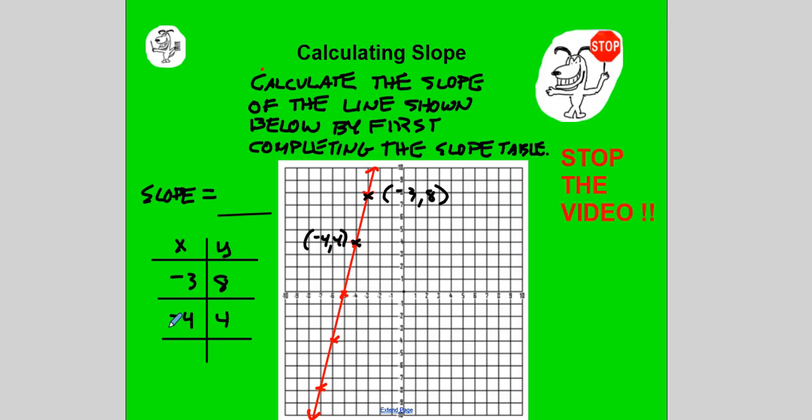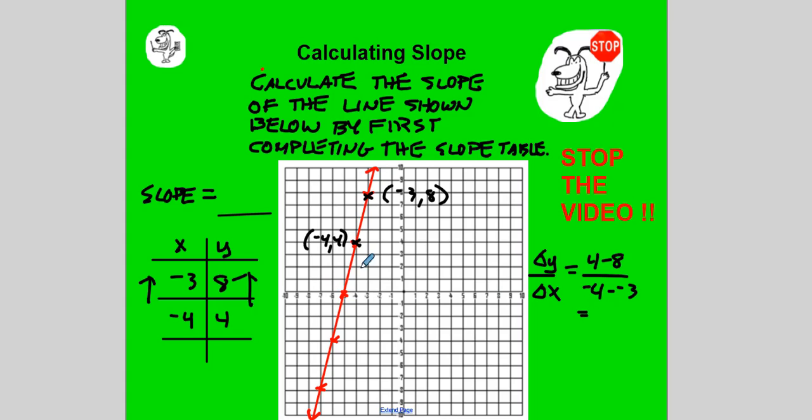So you could go down for both change in y over change in x, or you could go up. I'm actually going to go up this time. So I'm going to go this way. So my delta y over delta x is 4 minus 8 over negative 4 minus 3.